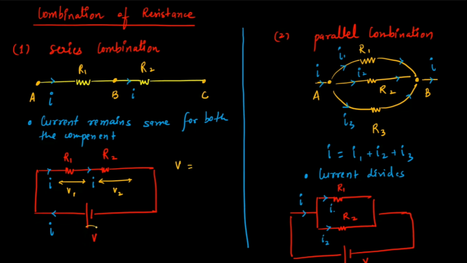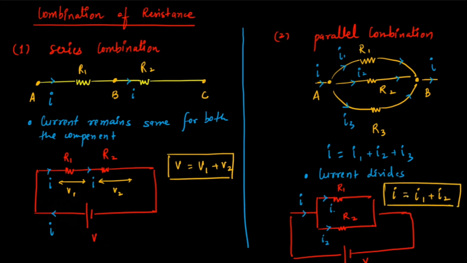So V, that is this value, must be equal to the sum of the potential across R1 and R2. Whereas if we talk about this particular case, I is something which divides, which is equal to I1 plus I2. So these are the two equations that we obtain from both the combinations. We just have to solve these equations to find out the value of net resistance in each case. Let's solve these equations and try to memorize each and everything very well.